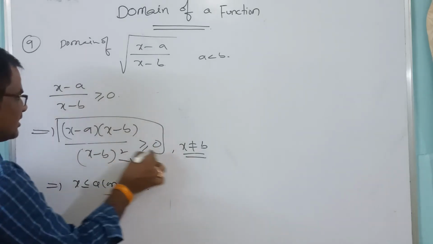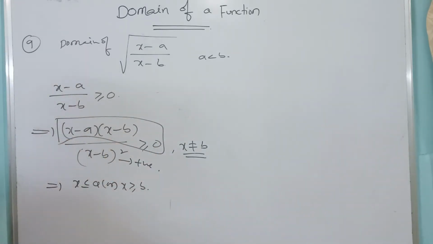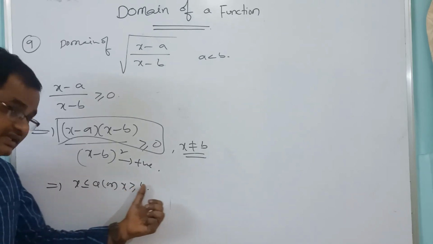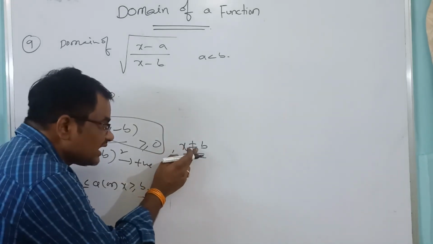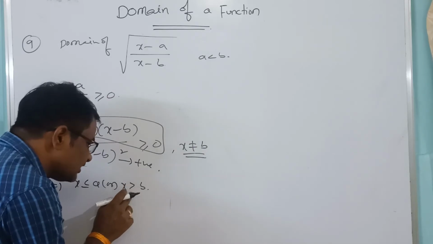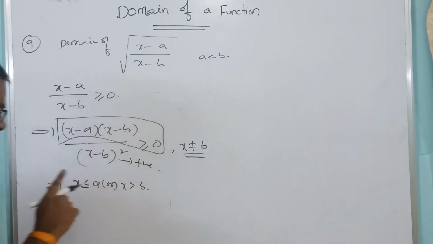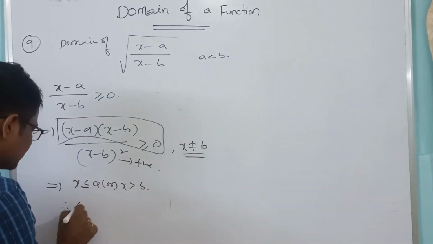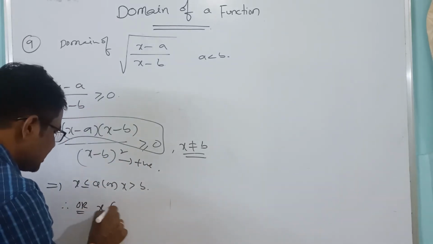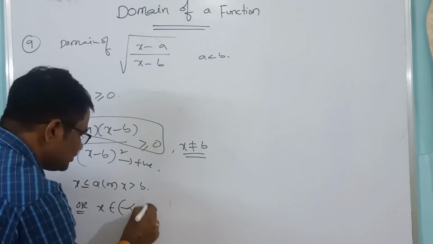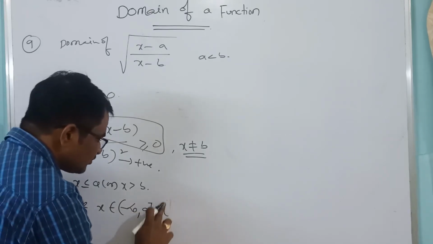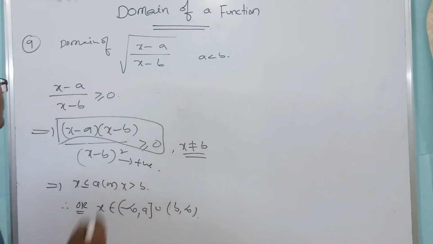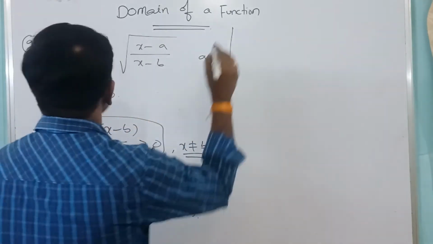Already we have seen it is greater than or equal to 0 when x is less than or equal to a, or x is greater than or equal to b. But here x is not equal to b. That's why we have to take x greater than b. That is the most important condition we have to observe carefully here. So therefore, you can write x belongs to minus infinity to a, union open interval b to infinity. Right? Take one more example on this one.